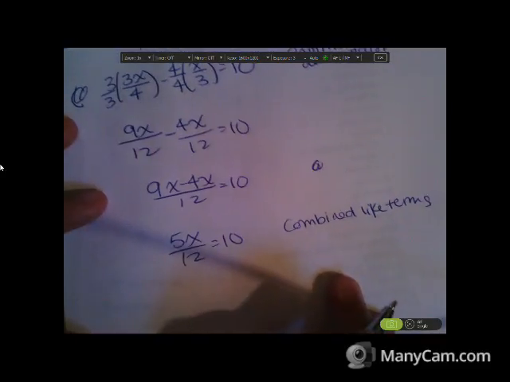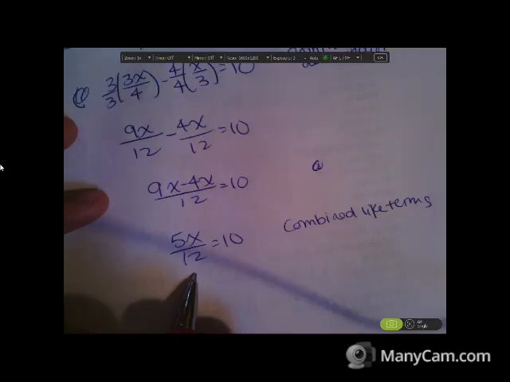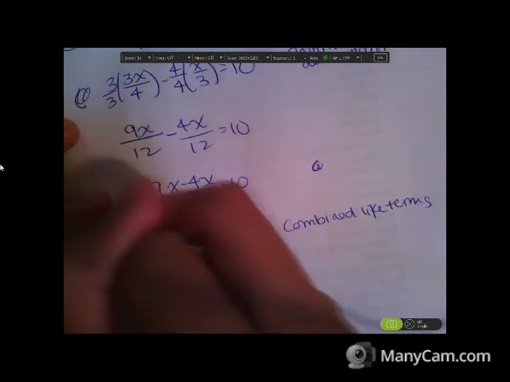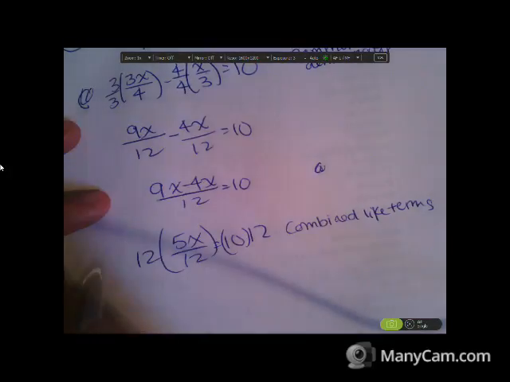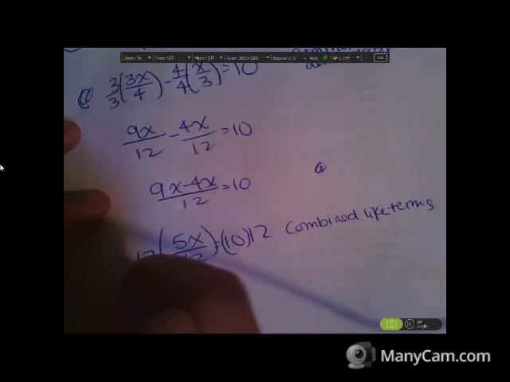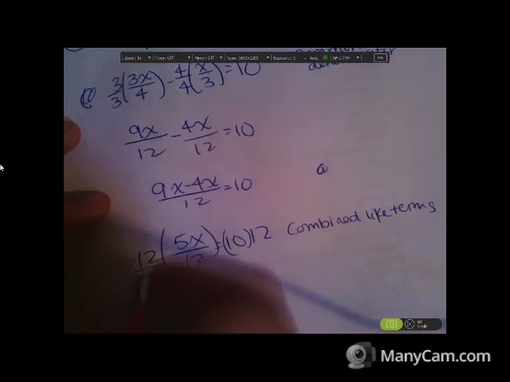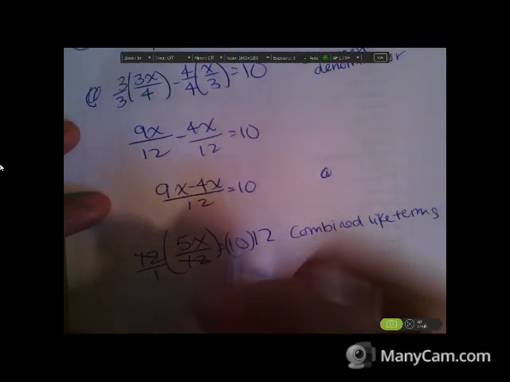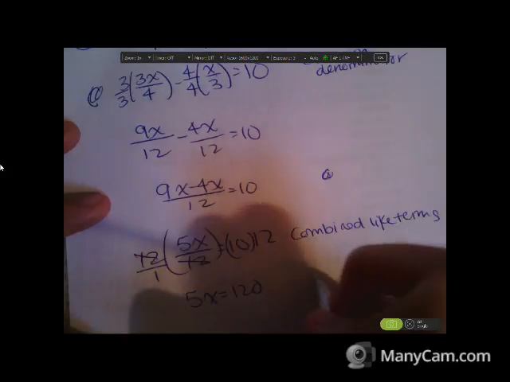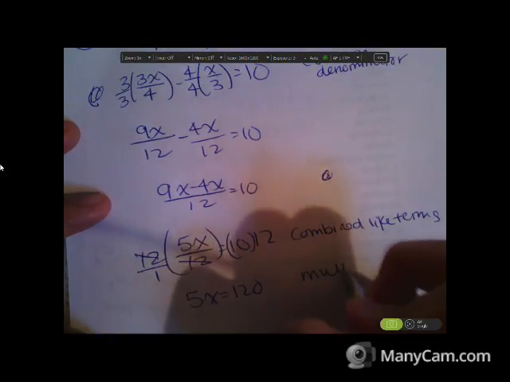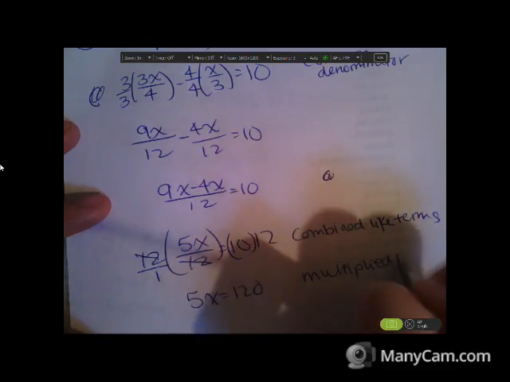After that, what I want to do is, I need to get rid of this denominator. And to get rid of it, I got to multiply each side by the denominator. So I'm going to multiply 12 and 12. So therefore, when you cross cancel, this is a 12 over 1. So this is going to cancel with that. So 5x equals 120. So we multiplied by 12.